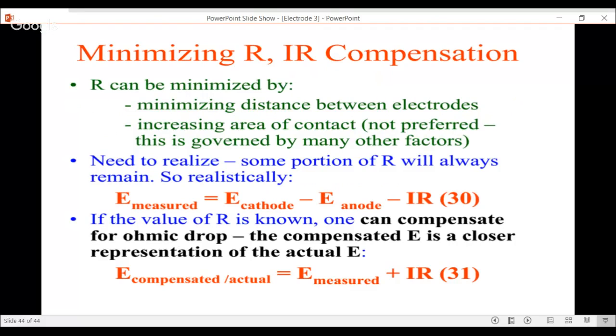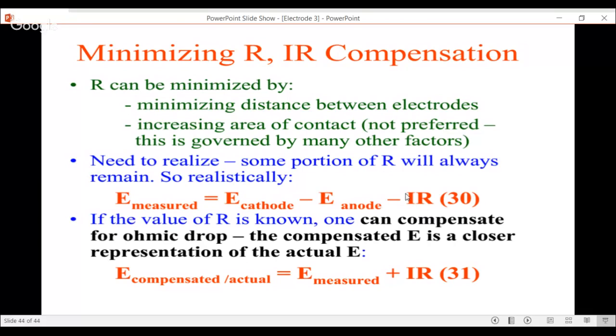Now, minimizing R and IR compensation. R can be minimized by minimizing the distance between the electrodes. Increasing the area of contact is not preferred, as that is governed by many other factors. We need to realize that some portion of R will always remain. So realistically, the potential measured is E cathode minus E anode minus the IR drop.